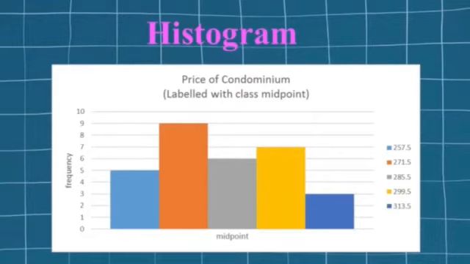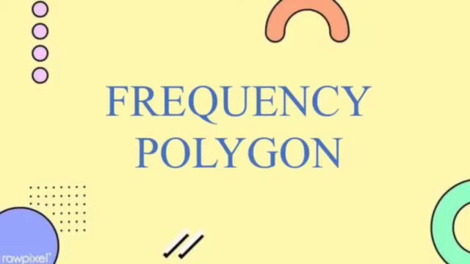So, the midpoints of the price of condominium start with 257.5, 271.5, 285.5, 299.5 and lastly 313.5.